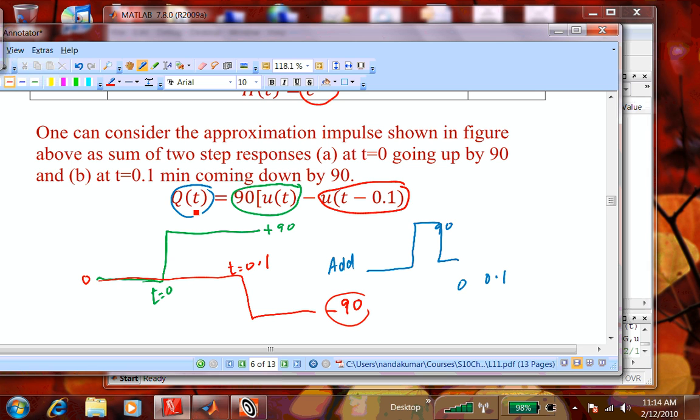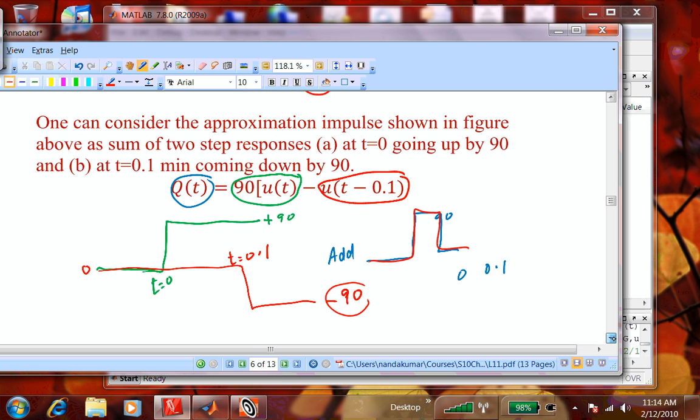Are you following me? This is, I think, one of the things that we learned how to do in the MATLAB session yesterday. You can superpose several inputs to produce more complicated inputs. In this case, the real signal goes from 0 to 90 and comes back over an interval of 0 to 0.1. So if that is the input, how am I going to construct the output for that?